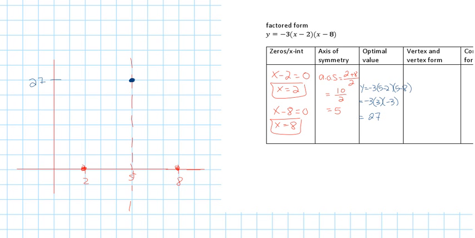Does it make sense that if I'm graphing this, it's going to look like this? Does it make sense that it's open downward? Yes, because what's my a value? -3, and negative opens which way? Downwards. Negative a, right? Negative opens downward.